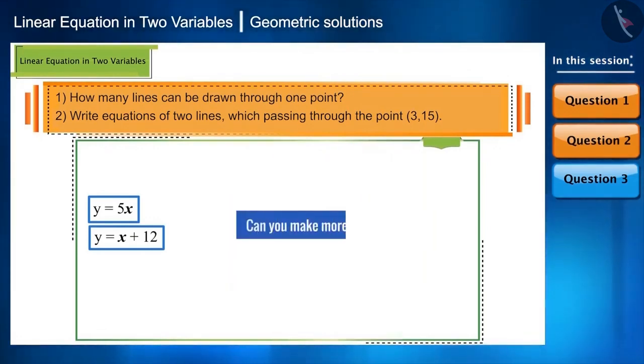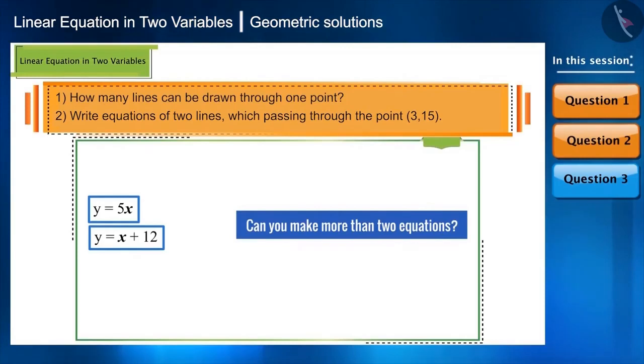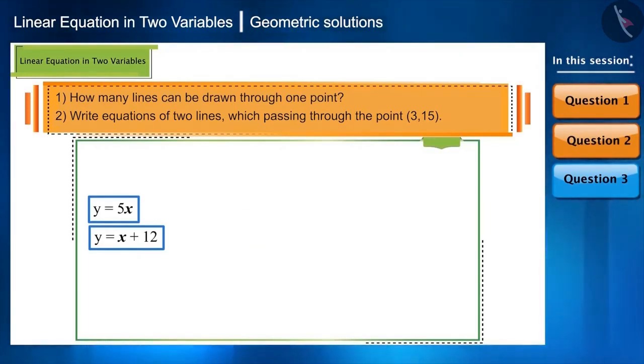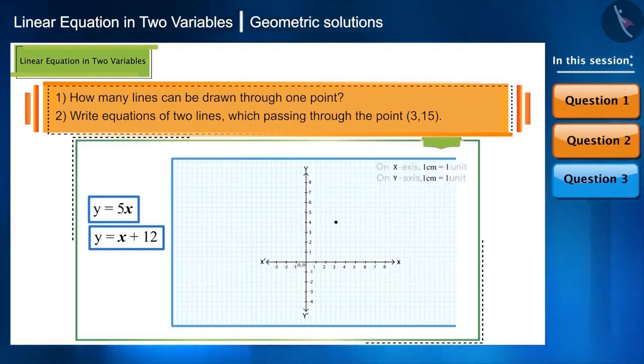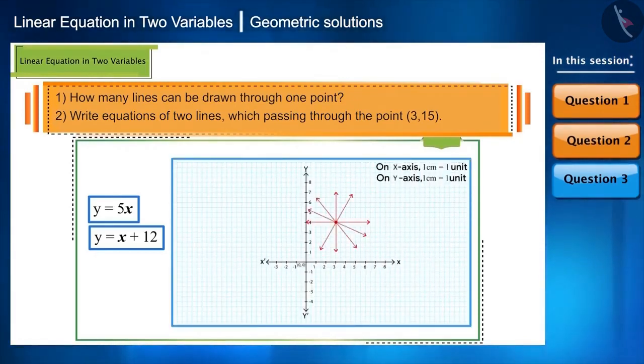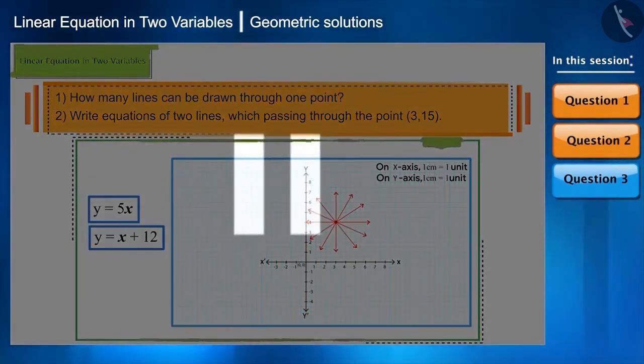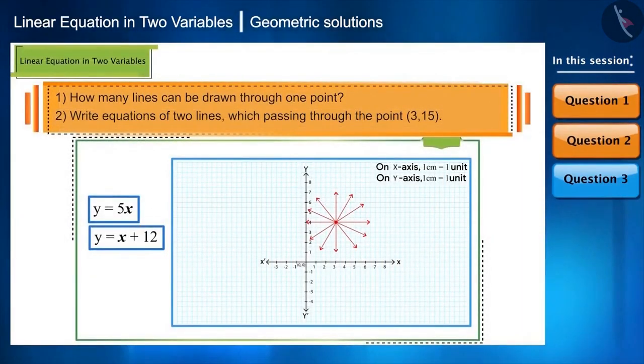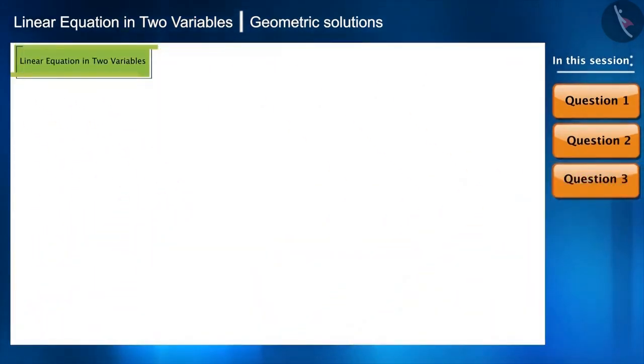Friends, can you make more than two equations? Can we establish any other relation between them? As we just saw, an infinite number of lines can be drawn from a single point. Similarly, there can also be infinite relations between them. You can try to create more equations after pausing this video. Friends, let's move ahead and look at the next question of this session.